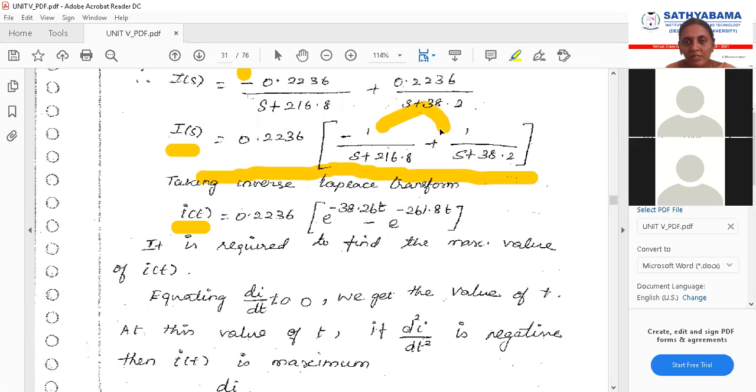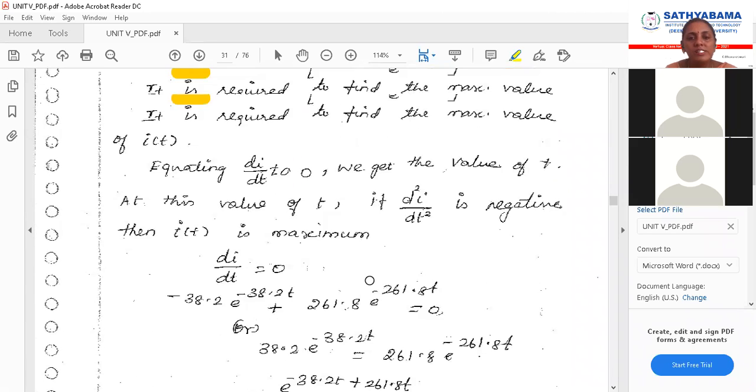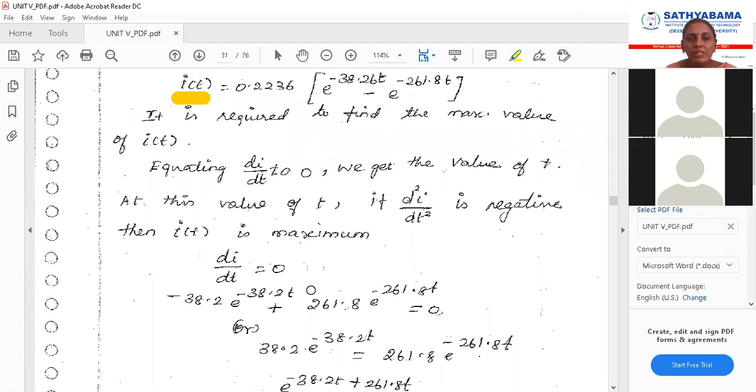These terms have been rearranged, that's all. So only you are getting a negative sign here. This is the i(t) value. Now they have told it is required to find the maximum value of i(t), right? So maximum value of i(t), when will you get it? You have to differentiate the equation. You have to put di/dt equal to 0. So differentiate this equation and equate it to 0.